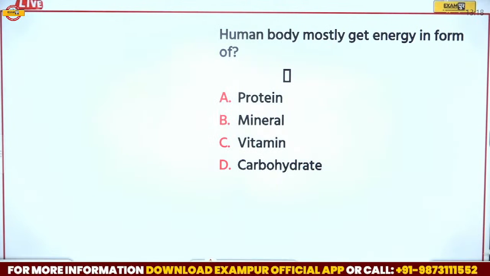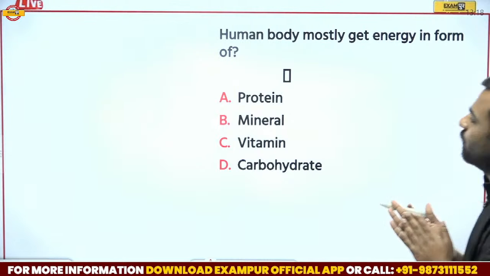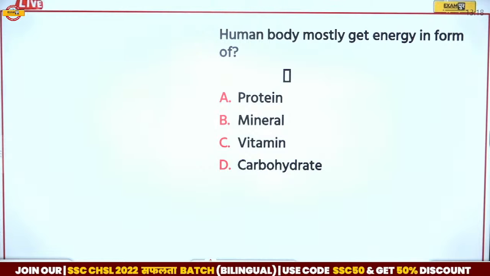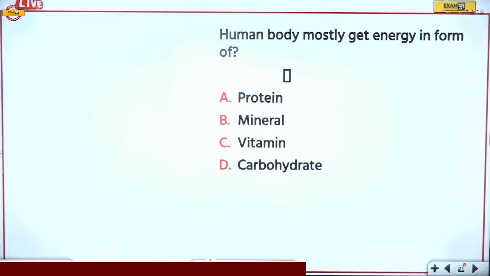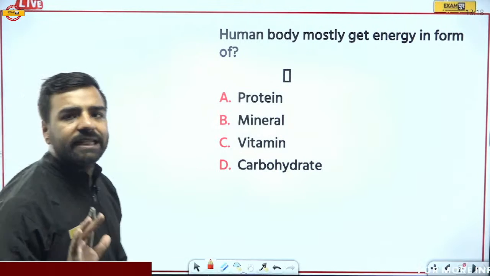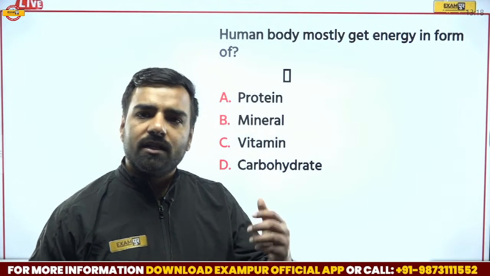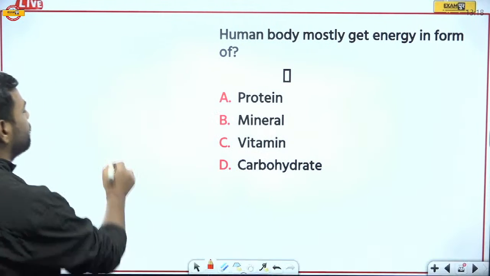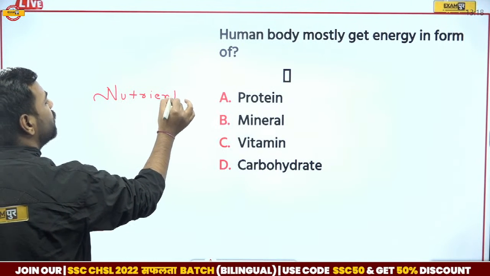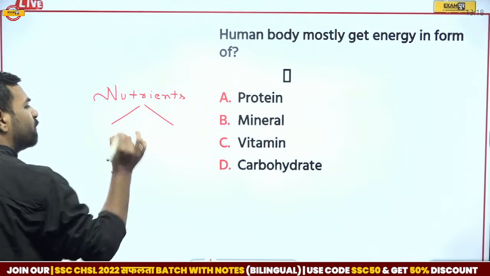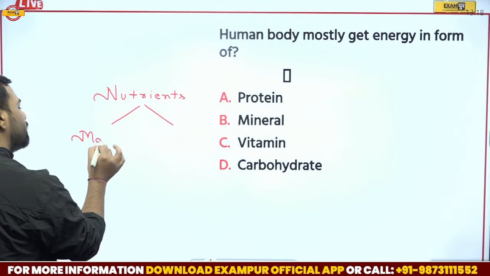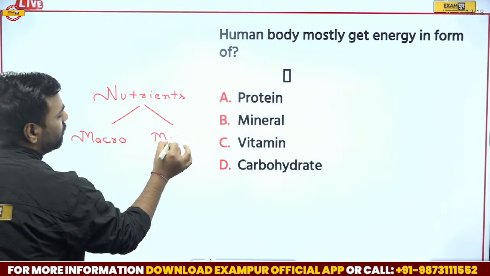Now, human body mostly gets energy in the form of what? So we have four options here. What do you think? What can be the correct answer over here? Now, when we are talking about these options, we have discussed, sir, whatever we are eating, we get nutrients. Now, nutrients may be of two different types. We have discussed. First one is macronutrient, and another one is micronutrient.